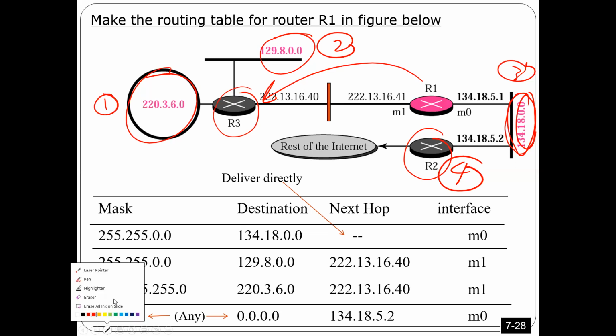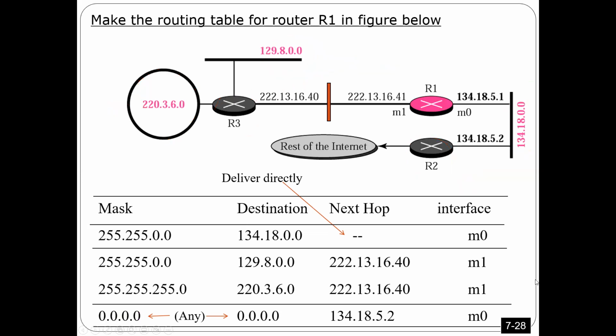So let's start, for example, here. M0 has to be listed twice. One time, if the computer is in this network, I'm going to deliver it directly. The other time is if it's not any one of these, I am going to send it to the router to send it to the rest of the network. So let's start with this one here.